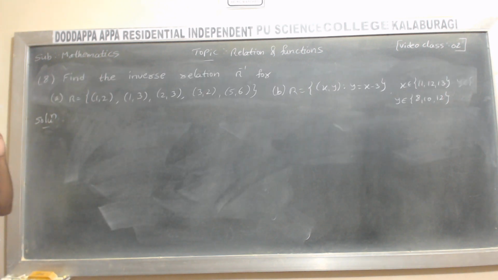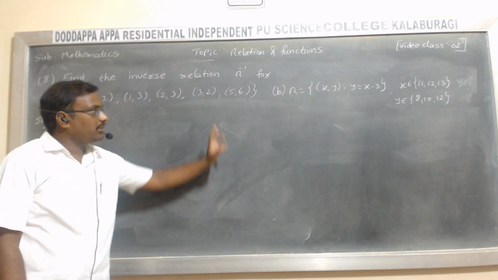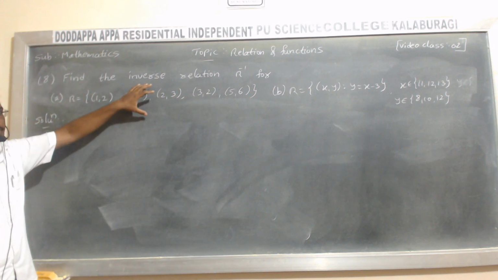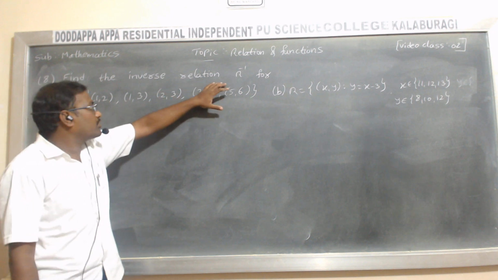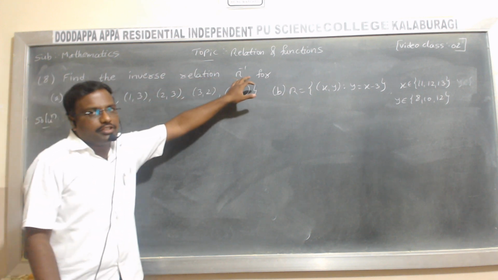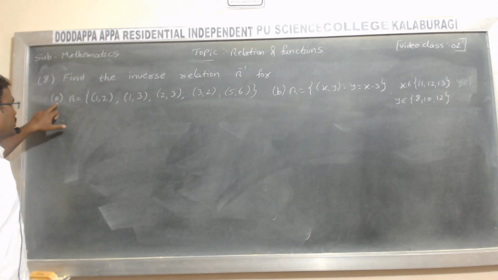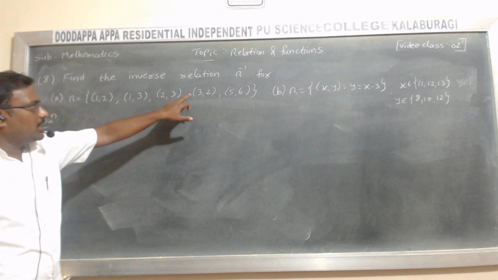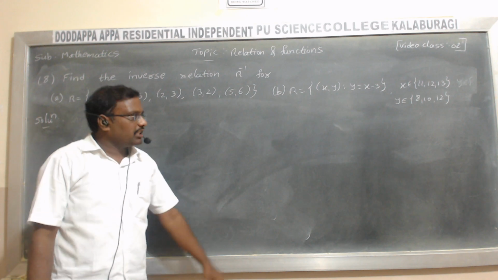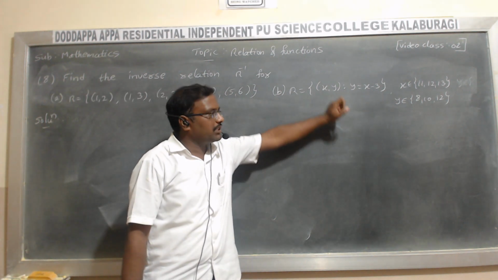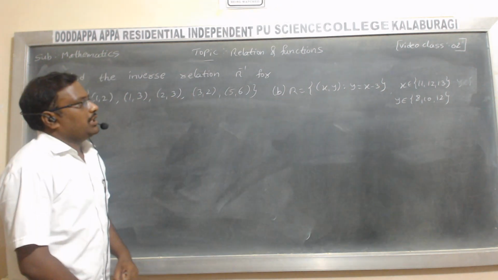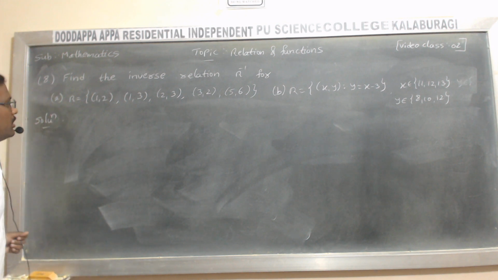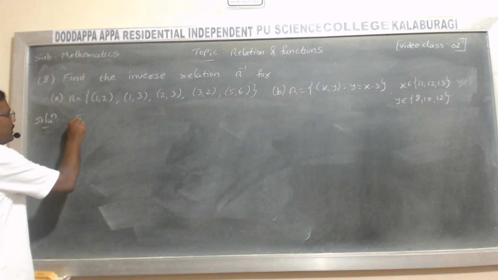Okay, another different problem. Here what is the given? Find the inverse relation. Very important concept. This concept will be asked in the CET examination. Find the inverse for R is equal to what is given? 1 comma 2, 1 comma 3, 2 comma 3, 3 comma 2, 5 comma 6. And another condition, x comma y such that y equal to x minus 3. Okay, so first write the given values.